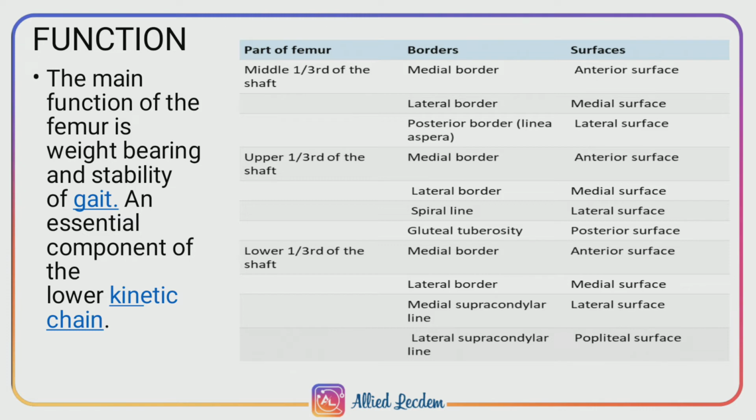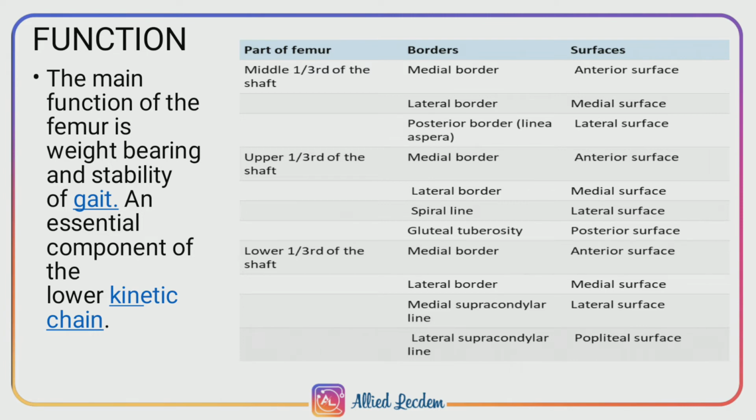Middle one-third of the shaft, the borders are medial, lateral, posterior, whereas the surfaces related to it are anterior, medial, and lateral surface. The upper one-third of the shaft, the borders consist of medial, lateral, spiral, and gluteal tuberosity. The surfaces it belongs to are anterior, medial, lateral, and posterior. The lower one-third of the shaft consists of medial and lateral supracondylar lines. The surfaces include anterior, medial, lateral, and popliteal surface.